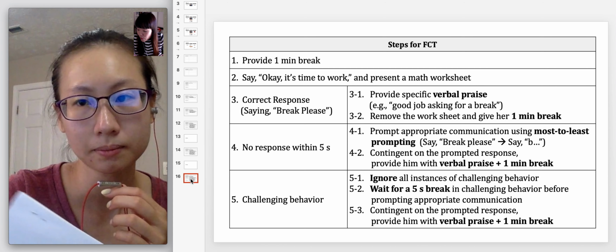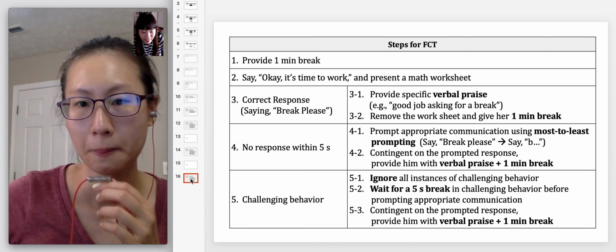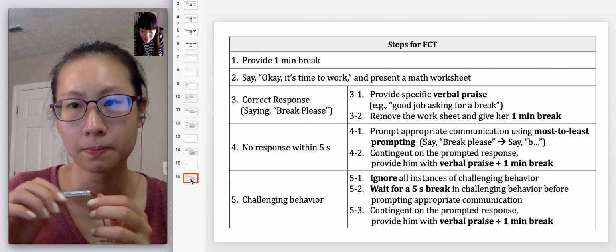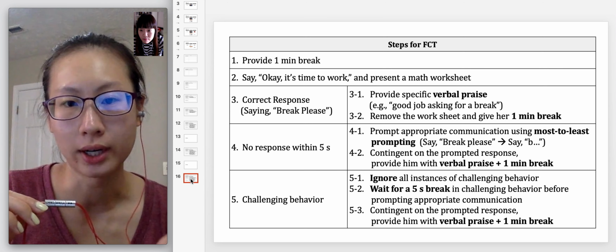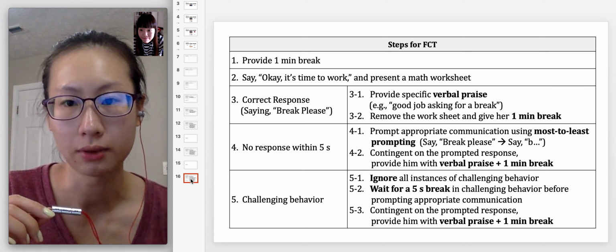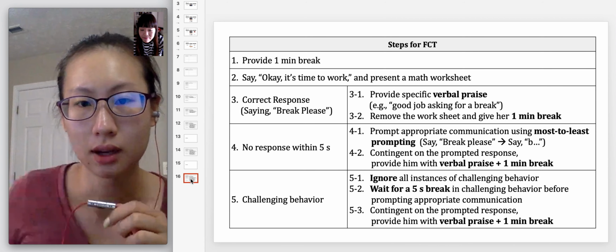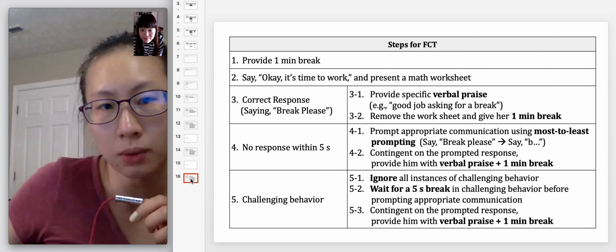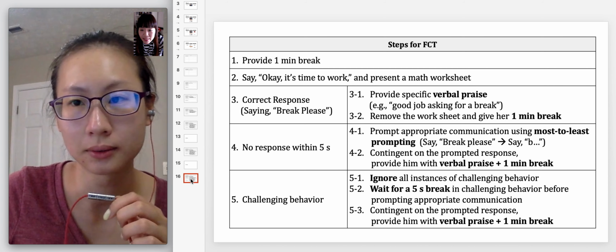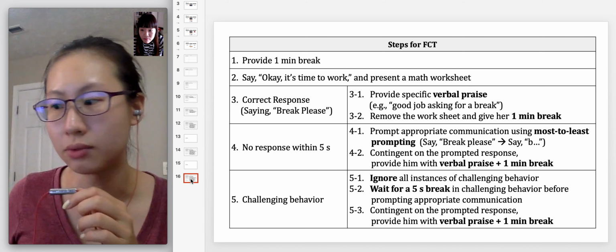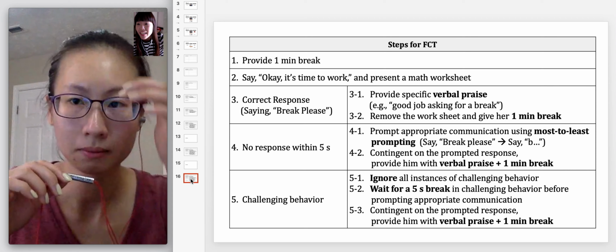I don't want to do the math work. I don't like it. So ignore and count one, two, three, four, five. If you don't want to do it, you can say "break please." Break please. Okay, you don't have to do it. Great. That was so great.